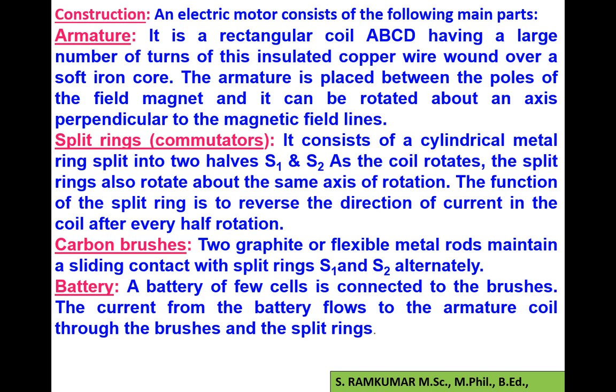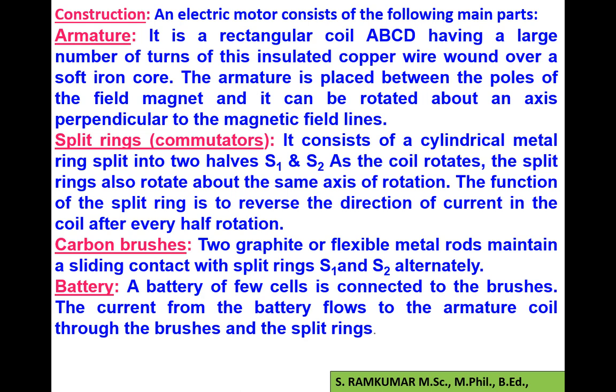Split rings, also called commutators. It consists of a cylindrical metal ring split into two halves, S1 and S2. As the coil rotates, the split rings also rotate about the same axis of rotation. The function of the split ring is to reverse the direction of current in the coil after every half rotation.